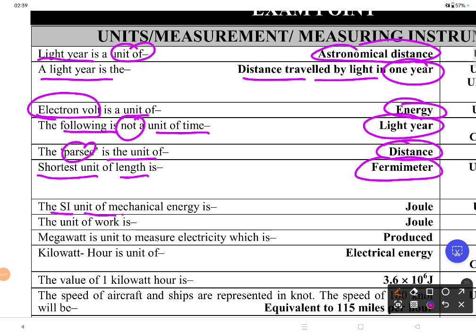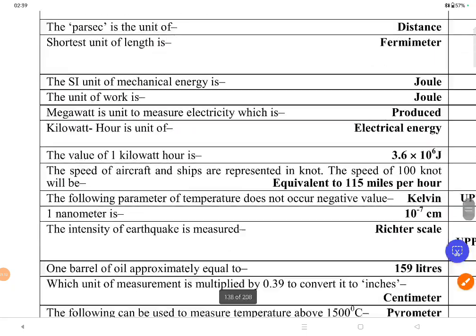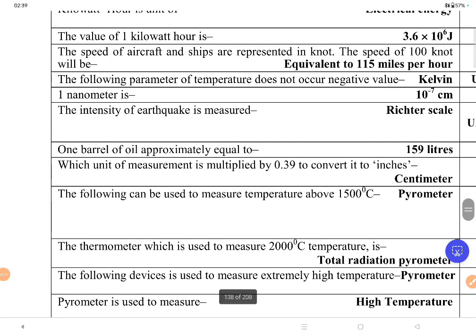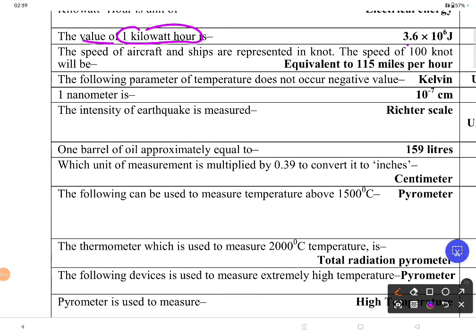The SI unit of mechanical energy is joule. The unit of work is joule. Megawatt is a unit to measure the electricity which is produced. Kilowatt hour is a unit of electrical energy. The value of 1 kilowatt hour is 3.6 × 10^6 joule.